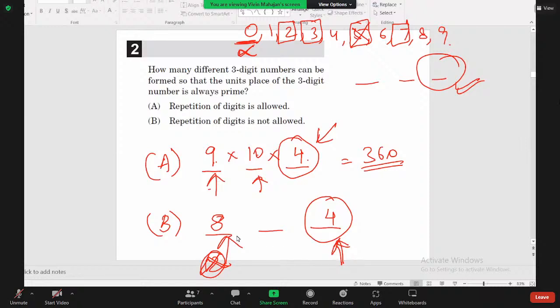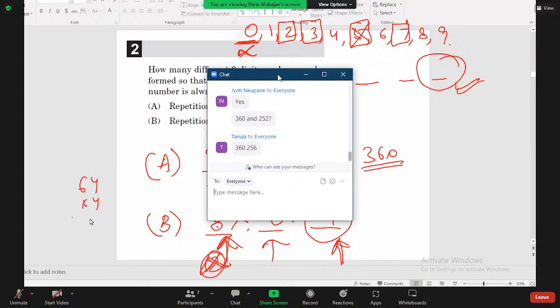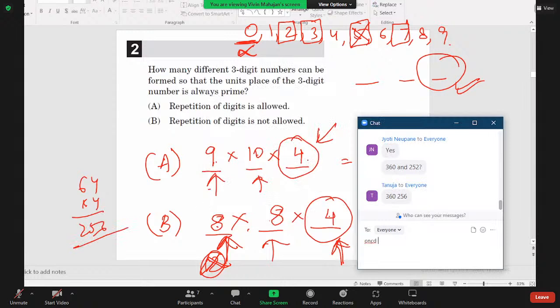the rightmost position. I've already used one of the digits at the leftmost position. Out of 10 digits, 2 of the digits have been used. So definitely for the middle position, I'll be left over with only 8 digits. I need to fill the first place and the second place and the third place. So 64 into 4, which is 256, is the correct answer to the second part.